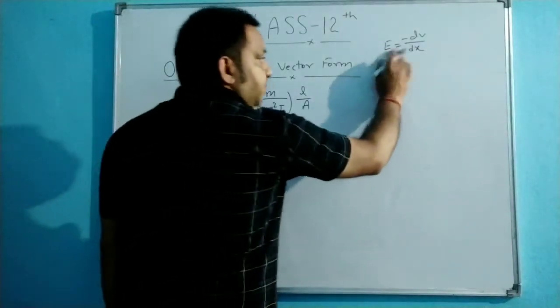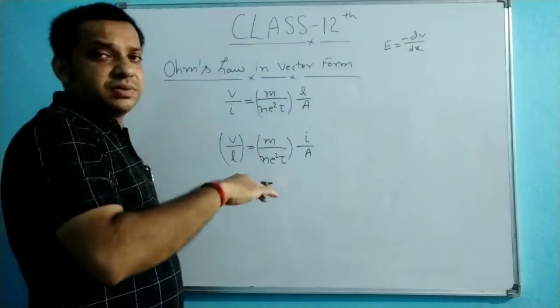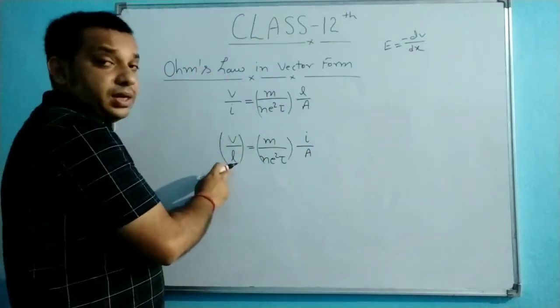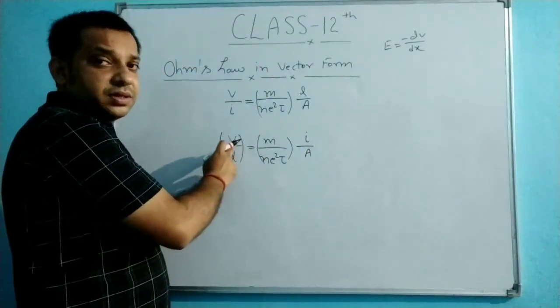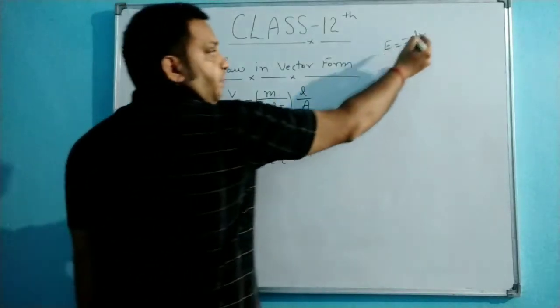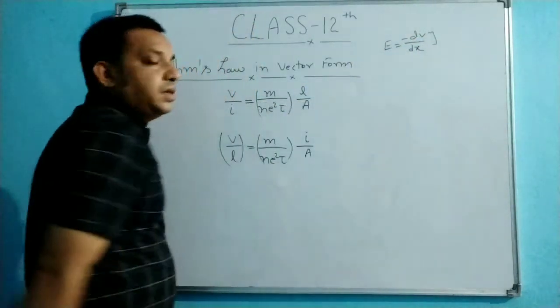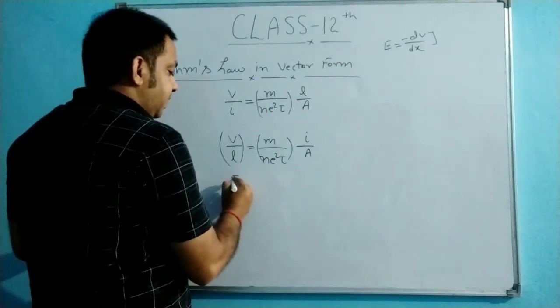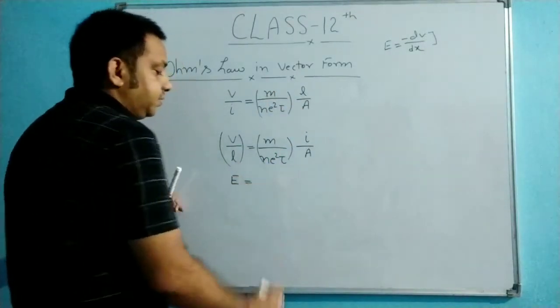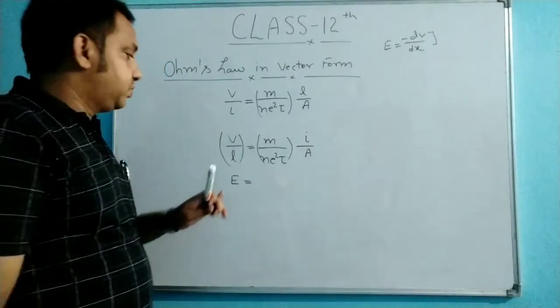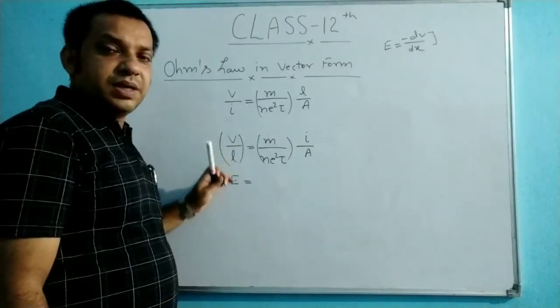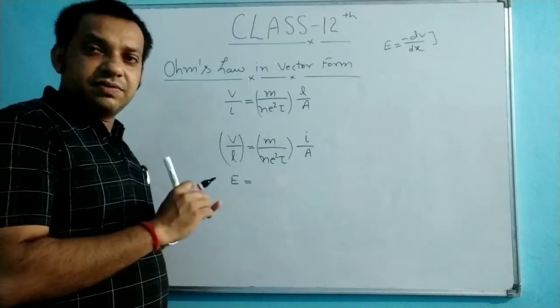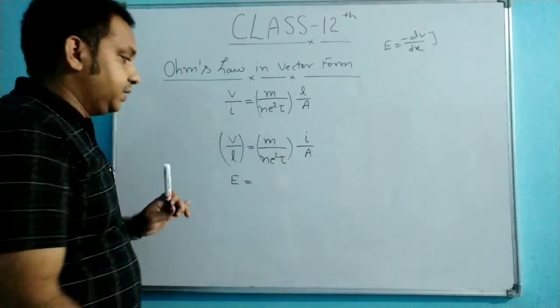So with the help of this electric field and potential difference concept, we can write V by L, the potential difference across the conductor divided by the length of the conductor. You see, the potential difference divided by the length gives you the electric field. So in place of this we can write the electric field. Clear? So in terms of V by L we can write the electric field, which is set up throughout the whole conductor.